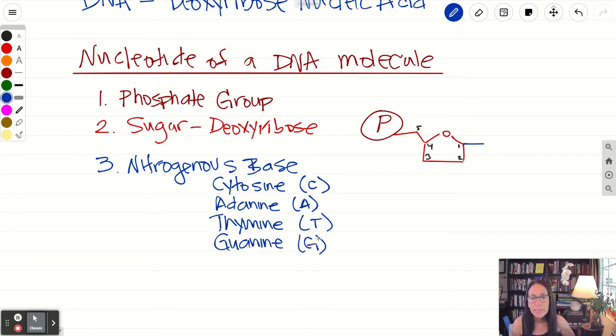Okay, so any one of these 4 can be in a nucleotide. So I'm just going to make this an A. These are the 3 parts of a nucleotide. We've got the phosphate group, which is attached to the 5th carbon in the deoxyribose sugar, and then the 1st carbon is attached to the nitrogenous base. The base could be either an A, C, T, or G. Okay, so this is the monomer.